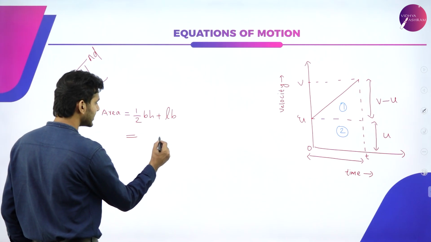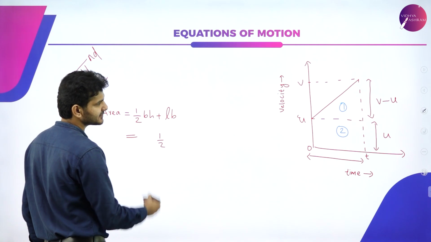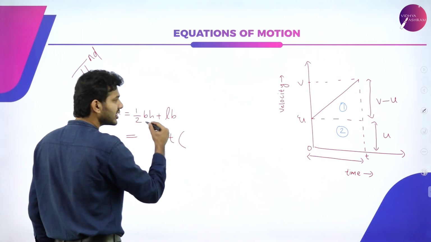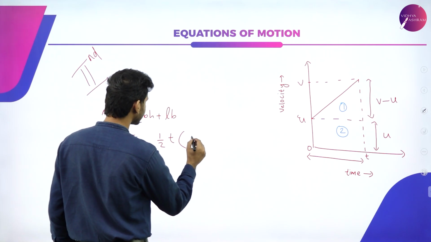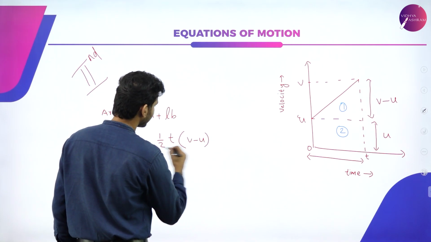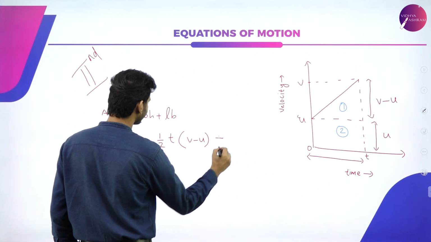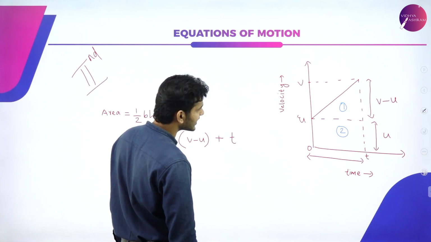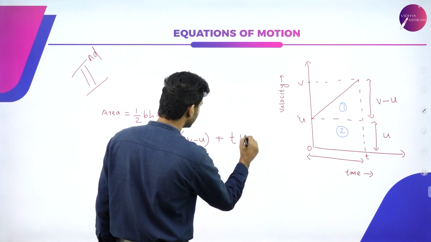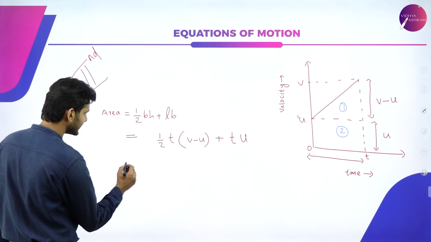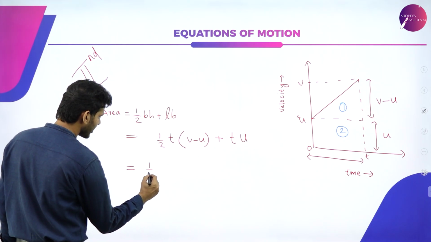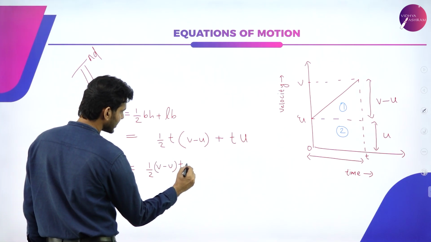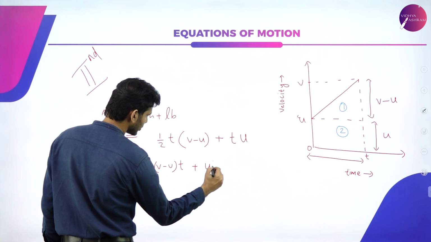So it is actually half base. Base is nothing but T. So half T into height. Height is nothing but v minus u. So height is nothing but v minus u plus length into breadth. Length again, it is breadth. Breadth is nothing but u. So we can rearrange this equation. I can write it as half (v minus u) into t plus ut.